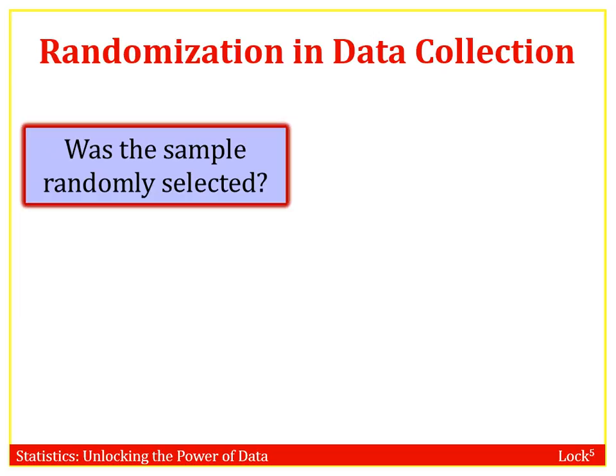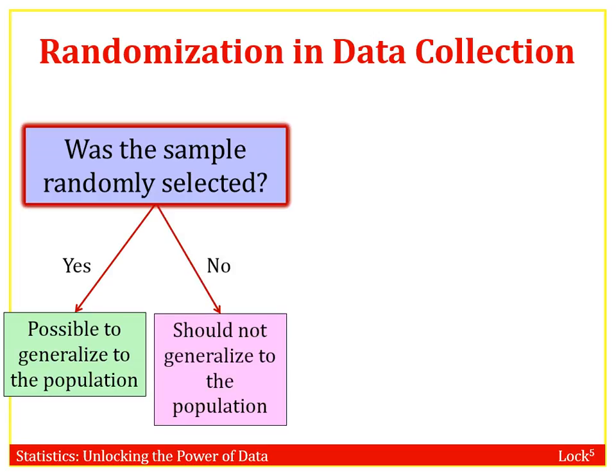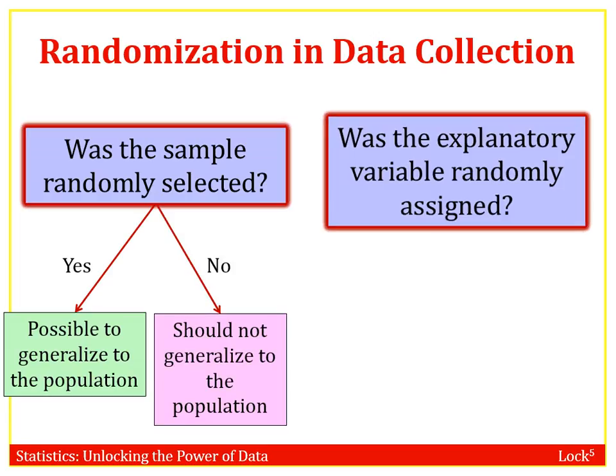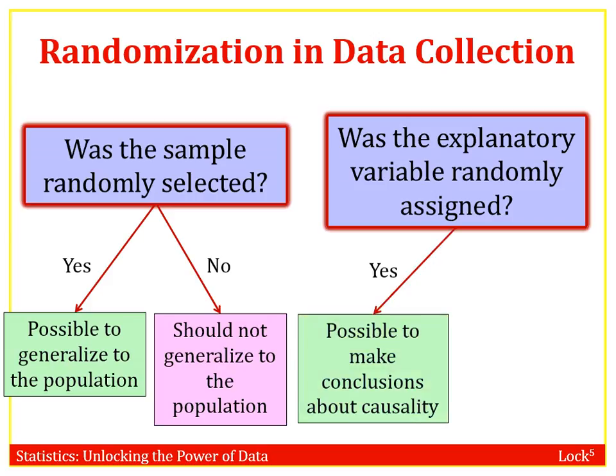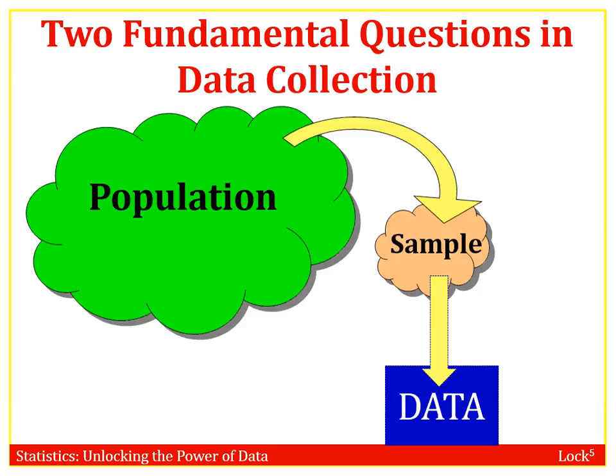So you want to ask yourself, was the sample randomly selected? If yes, then you can make generalizations to the overall population. If no, then you cannot make generalizations. Was the explanatory variable randomly assigned? If yes, you can make conclusions about causality. One causes the other. If not, you cannot make causality conclusions.